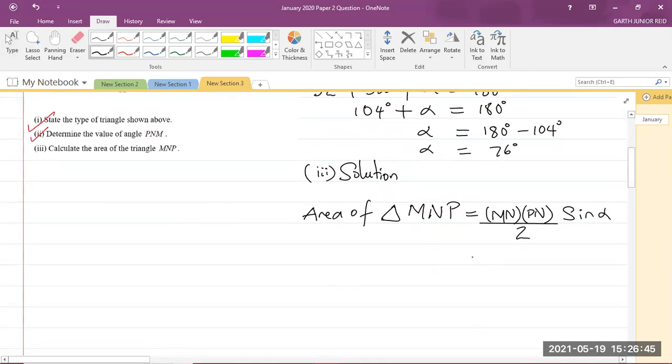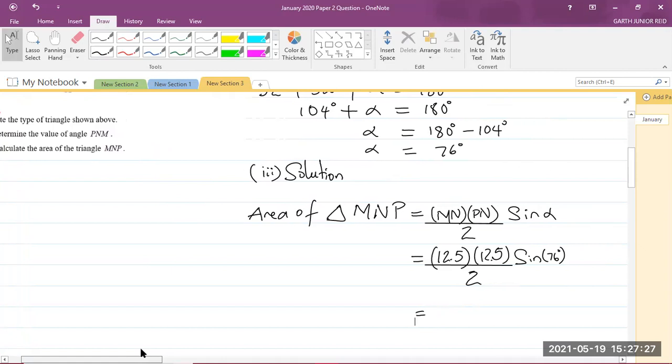So the area of the triangle is equal to, we know that the length of the side MN and the length of the side PN is 12.5 centimeters. So we have 12.5 multiplied by 12.5, and I'm dividing that by 2, multiplied by the sine of alpha. We just calculated alpha to be 76 degrees. That is sine of 76 degrees. So this is now equal to what?